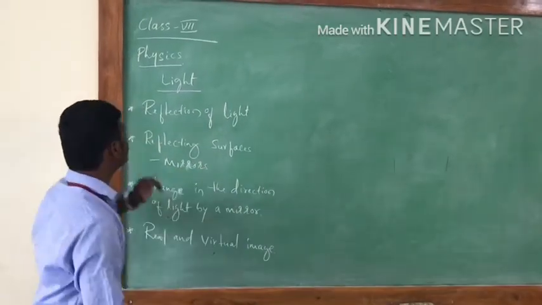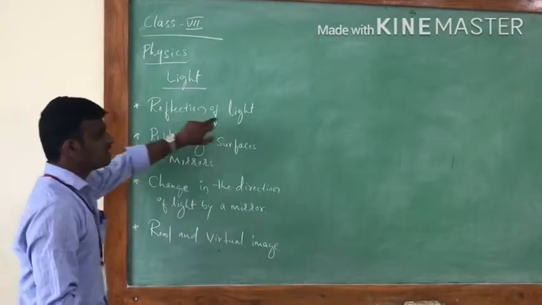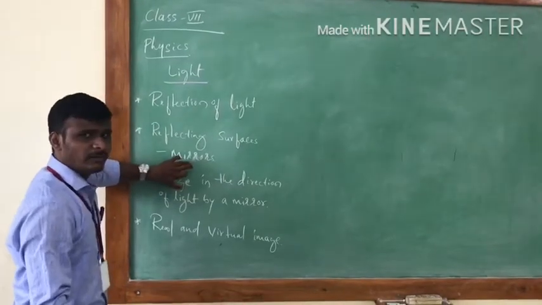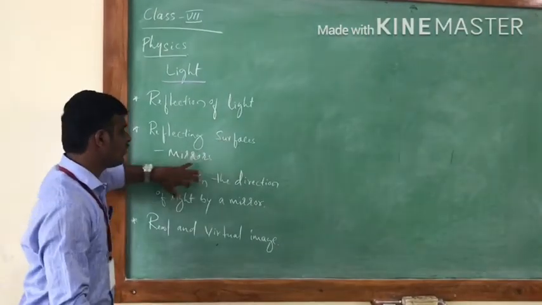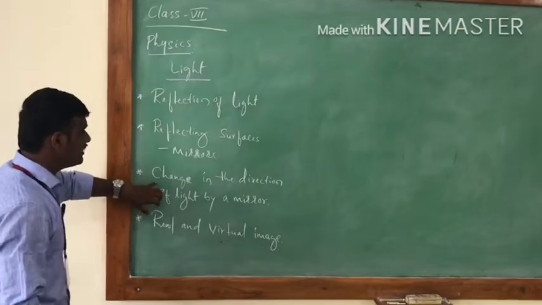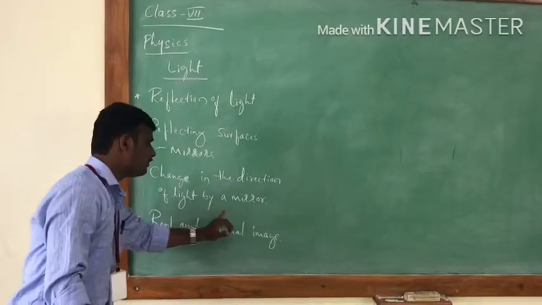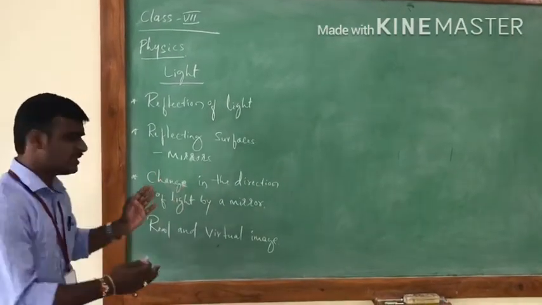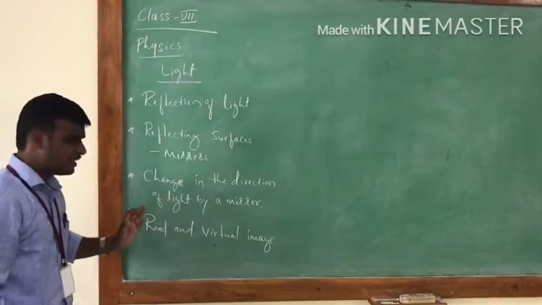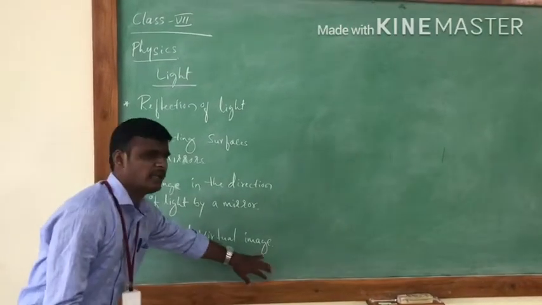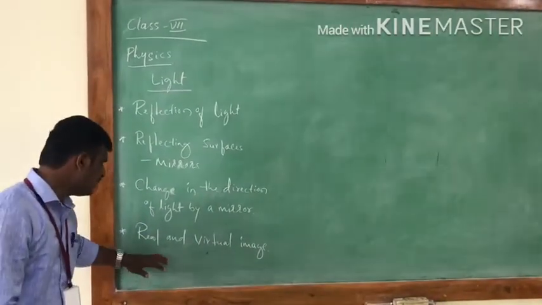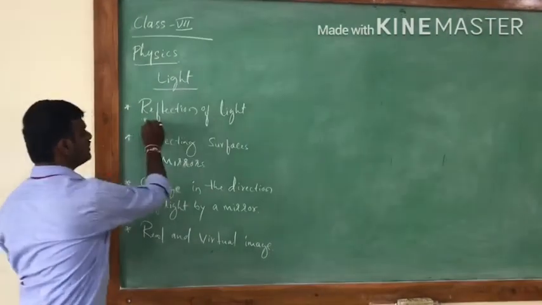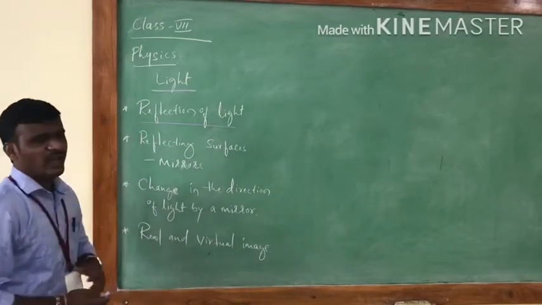Now in this class we are going to discuss reflection of light, and after that reflecting surfaces, or mirrors. Those reflecting surfaces we call mirrors. Then the change in the direction of light by a mirror. When light falls on a mirror, it changes its direction. That also we are going to learn here. After that, real and virtual image. Already we have defined real and virtual image. So now here we are going to first discuss reflection of light.